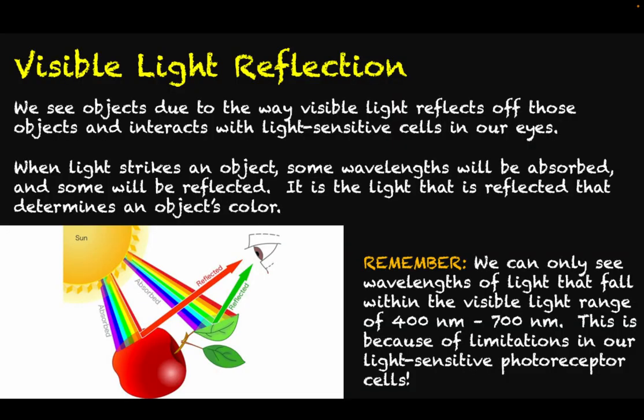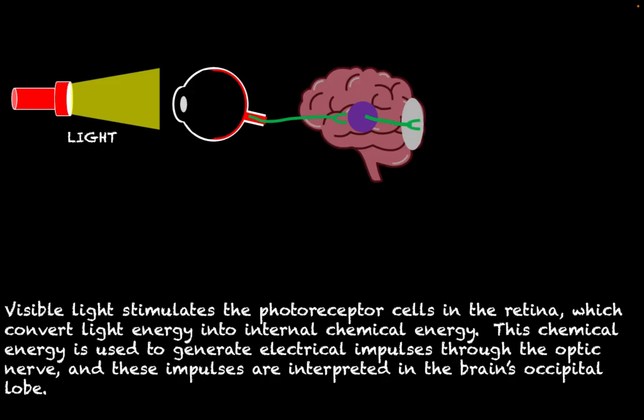So the thing you want to remember as we move forward is that we can only see wavelengths of light that fall within that visible light range. We can't see light that is less than 400 nanometers, and we can't see light that is greater than 700 nanometers. So we're going to learn later on that this is because of limitations in the photoactive pigments that are in our light-sensitive photoreceptor cells. So we'll get to talk about that a little bit later.